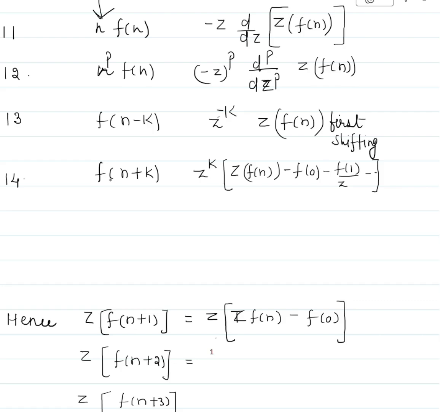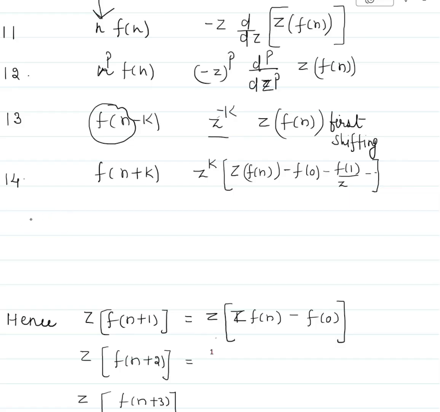Now the next formula, if the function is f of n minus k, what is this? This is the first shifting theorem. If you are using the shifting theorem, we use this formula for the z transform. We are shifting by k, so you write z to the power minus k, and now we write the z transform of the function only, Z of f of n. This will give your answer.